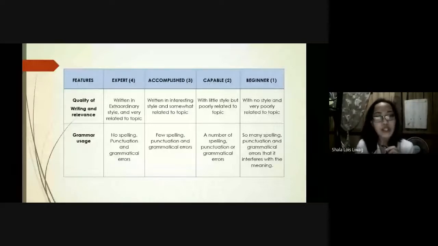And for grammar usage, no spelling, punctuation, and grammatical errors, expert rating is 4. For a few spelling, punctuation, and grammar errors, accomplished rating is 3. A number of spelling, punctuations, or grammatical errors, capable rating is 2. So many spelling, punctuation, and grammatical errors that interferes with the meaning, beginner rating is 1.